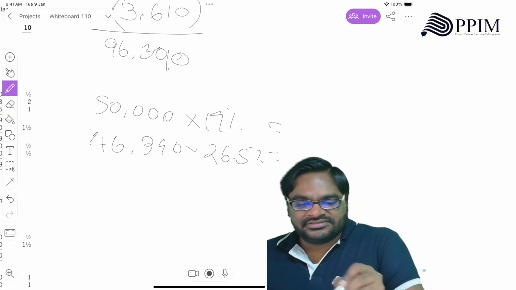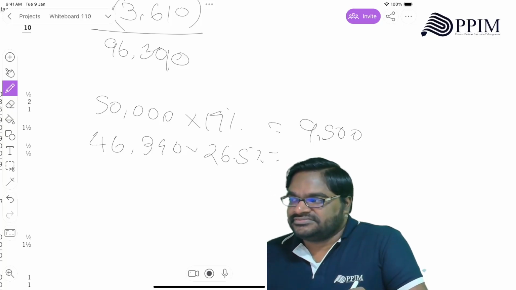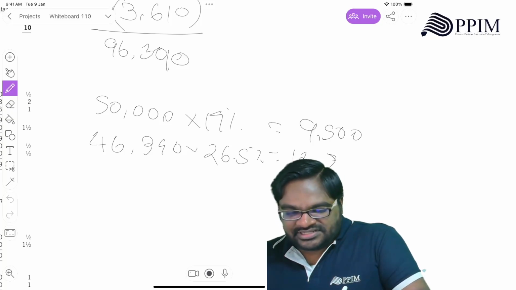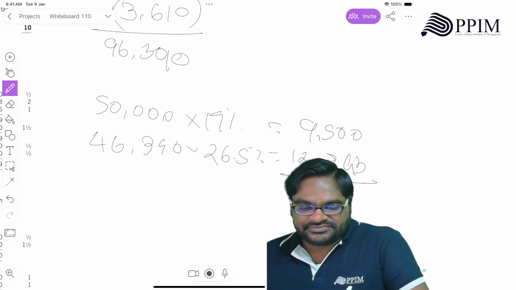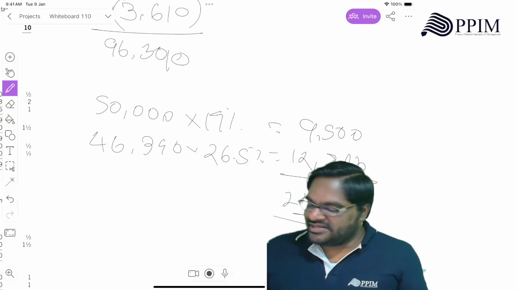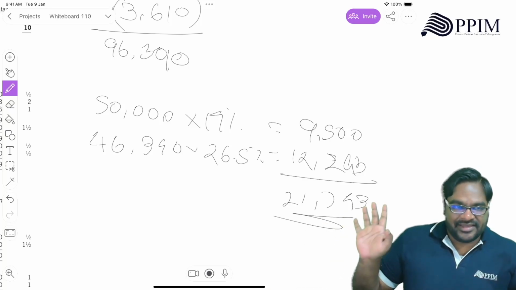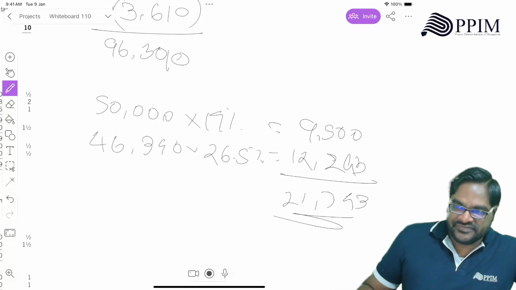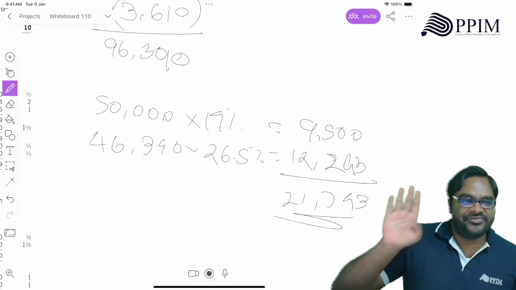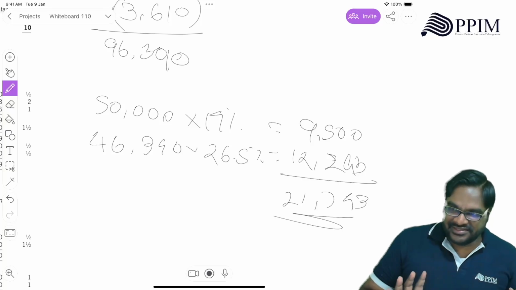9,500. Second one? 12,292. Okay. What's the total? 21,793. Right. So this is your corporation tax. Clear? Again, I am repeating this figure is wrong because the NIC figure we took is wrong, but that is purely because of the rate change. In your exam, you can use whatever your examiner is giving because that will be based on your rates. We are clear?